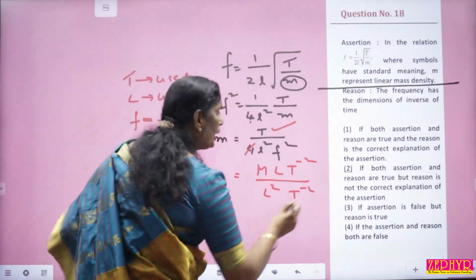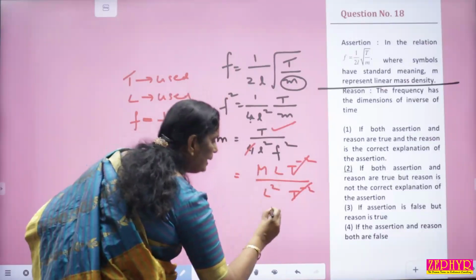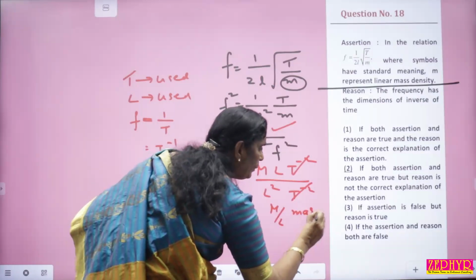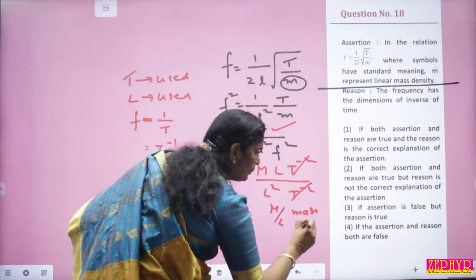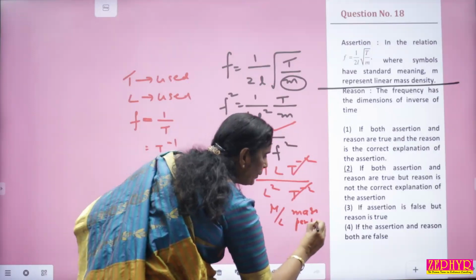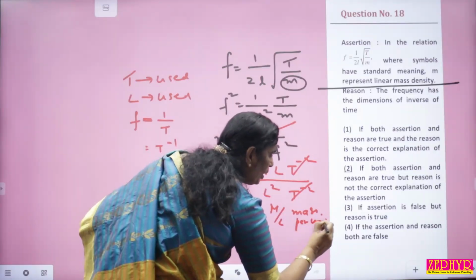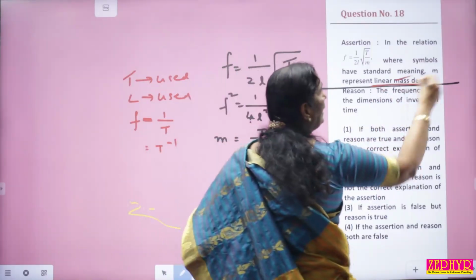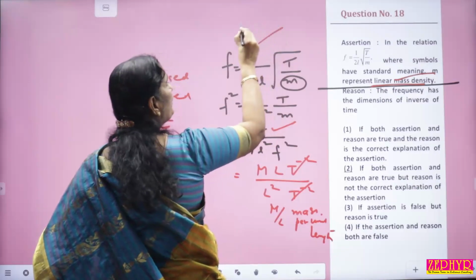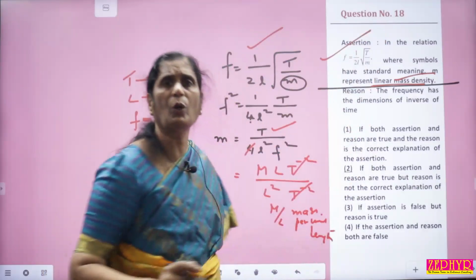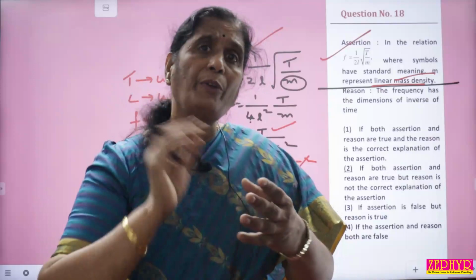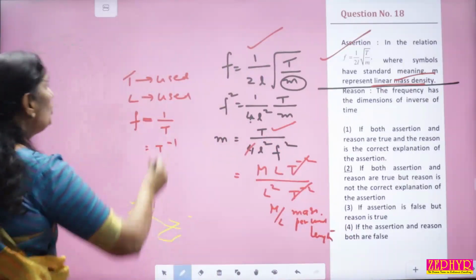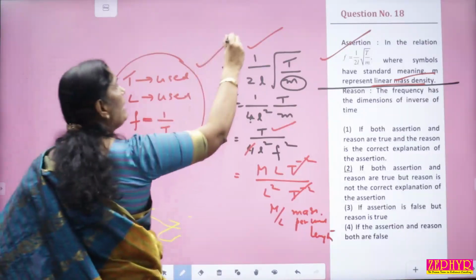Now see, T gets cancelled. What do we get? M by L. M by L is mass per unit length. Mass per unit length. Please note down, mass per unit length is nothing but linear mass density. It is correct. The first statement, A, is correct only. So, to define M, we have used frequency, length, and tension, three parameters. So, then only A will be correct.